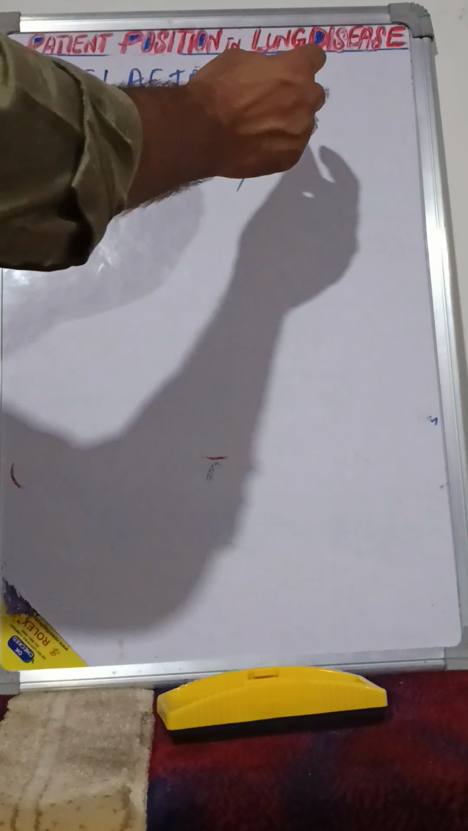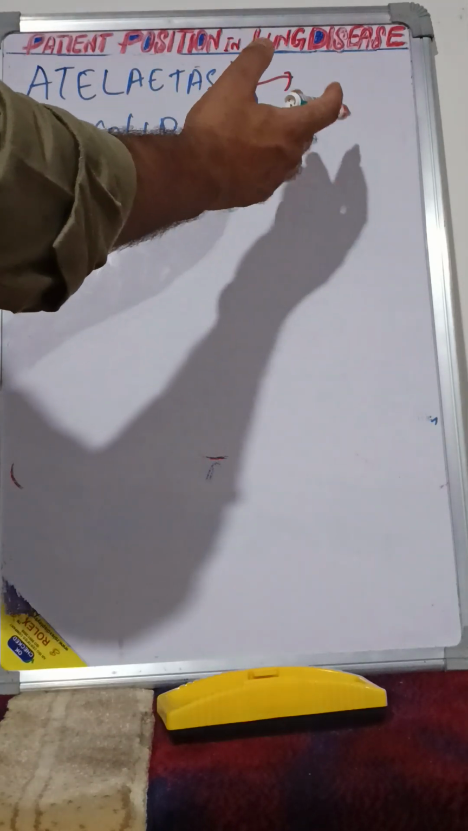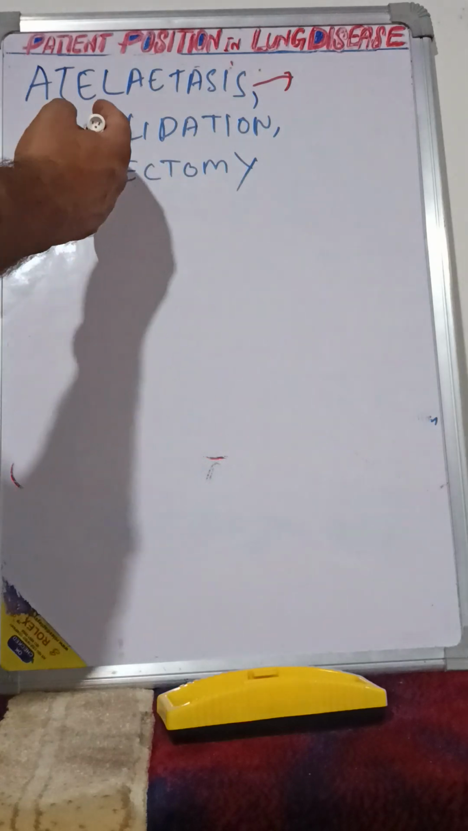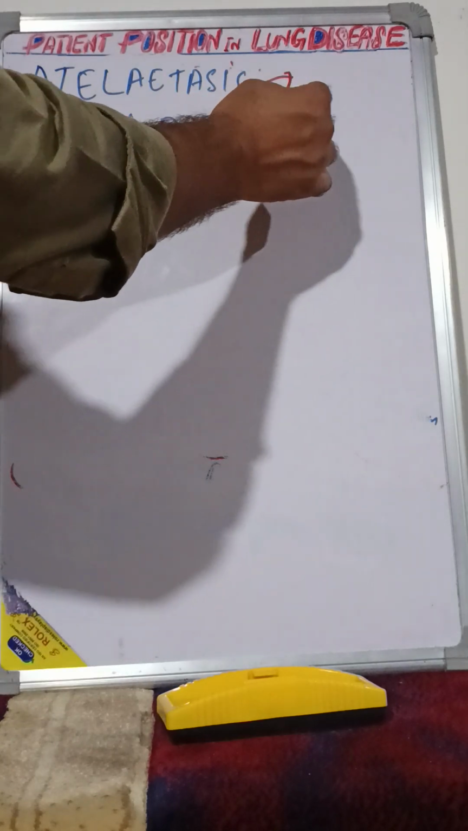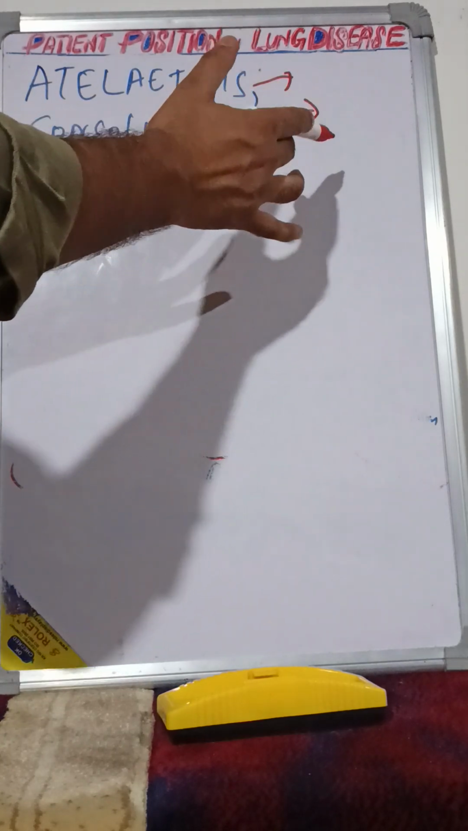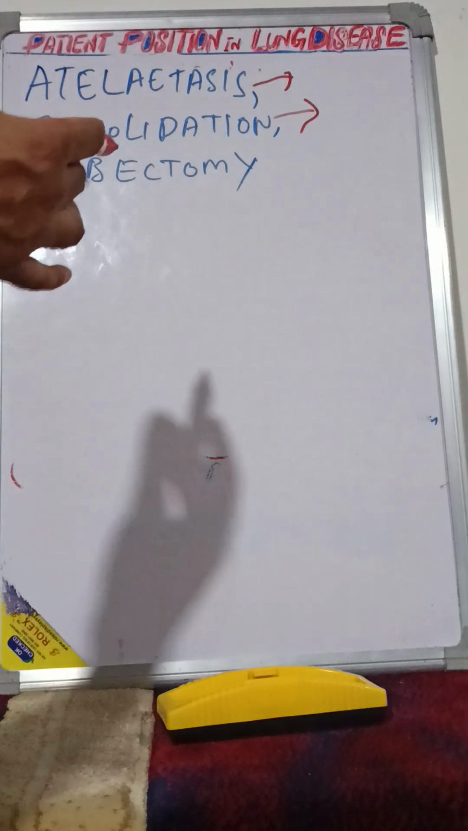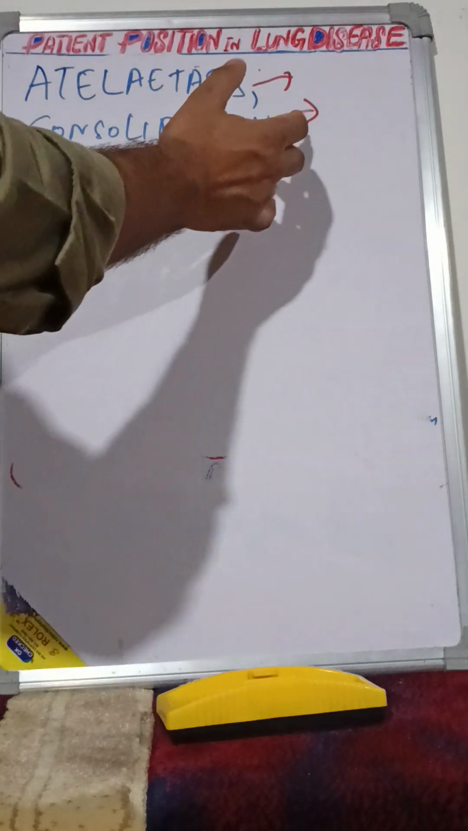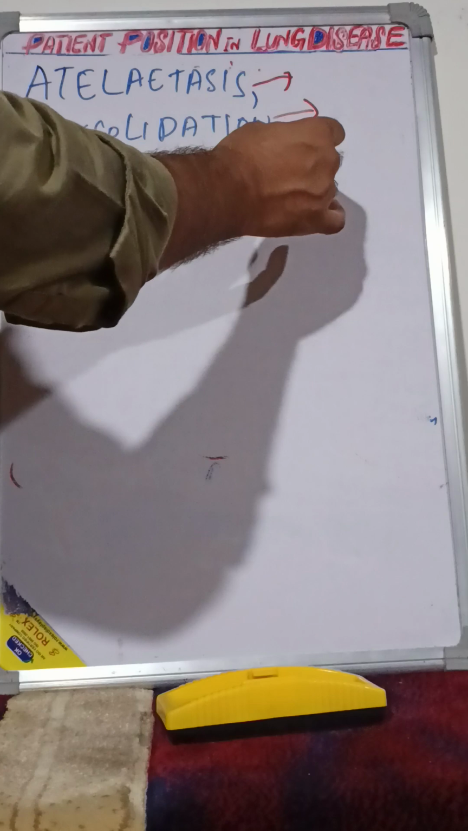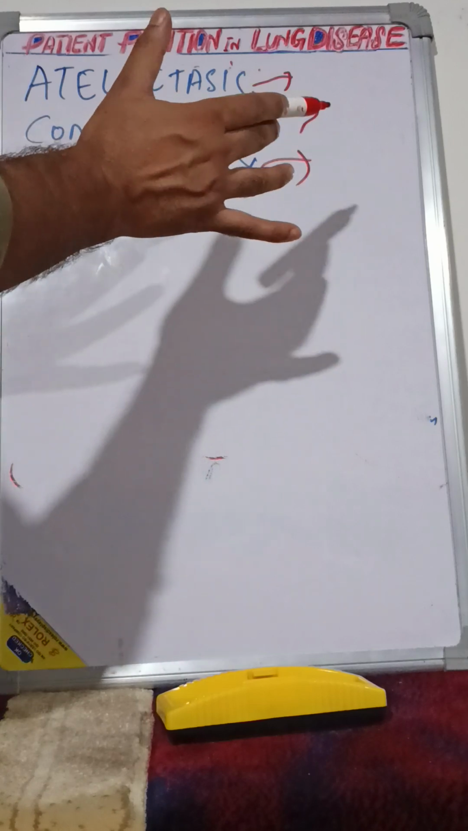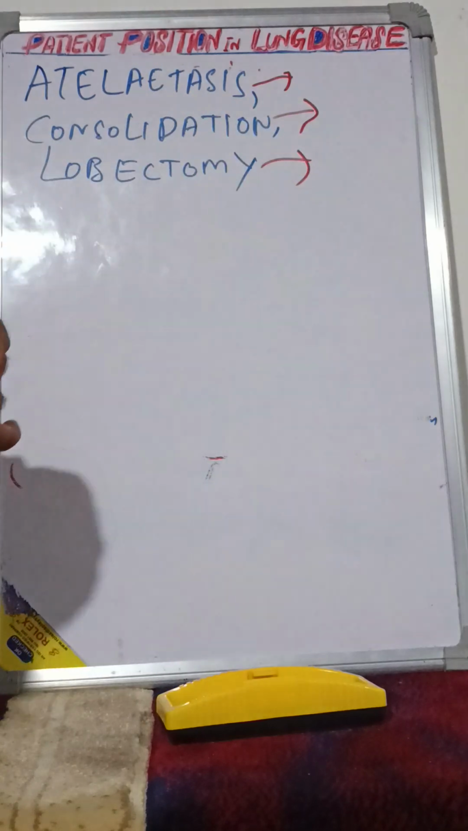Atelectasis means the partial or complete collapse of the lung, where the alveoli are not able to get inflated. Consolidation means the accumulation of disease products within the smaller airways, like in pneumonia. Lobectomy is the surgical removal of a lobe of the lung in different conditions, like in CA lung. So let us see the position.